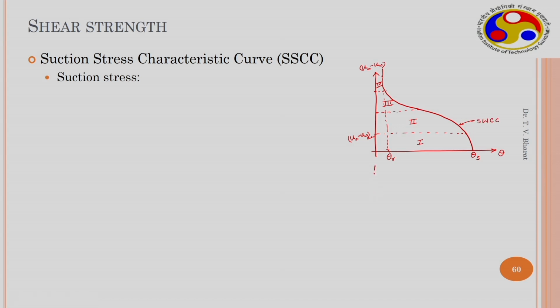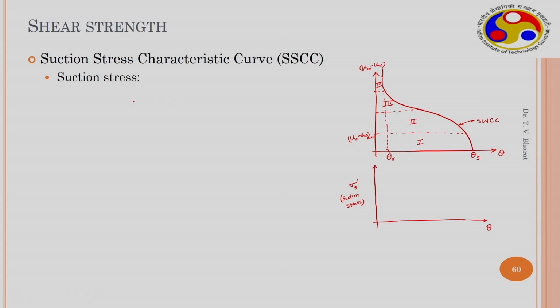Now the suction stress characteristic curve can be drawn. Here the x axis has theta, the volumetric water content, and on the y axis is sigma s dash, which is the suction stress. How should this suction stress vary now?